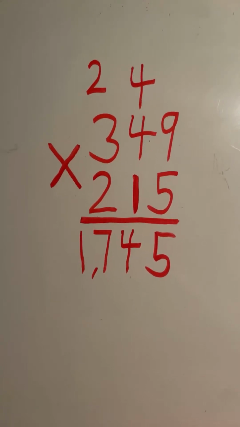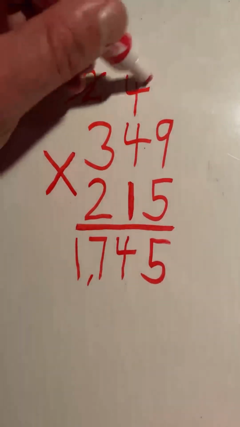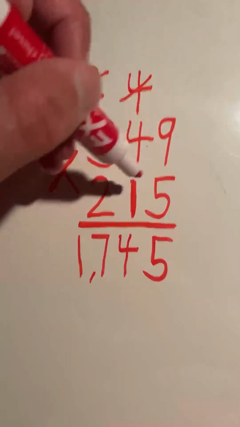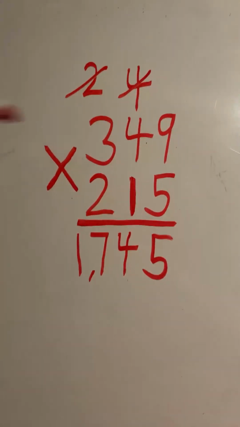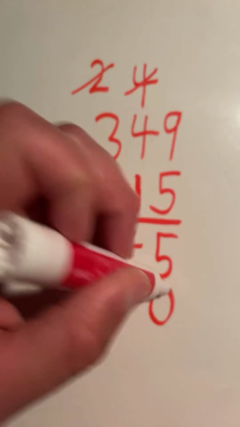So far we have multiplied 349 times 5. So now we have to do another round of multiplication where we multiply the top 3 digits times the bottom digit in the tens place. Since both digits in the ones place have already been multiplied, we're going to put a 0 in the ones place.